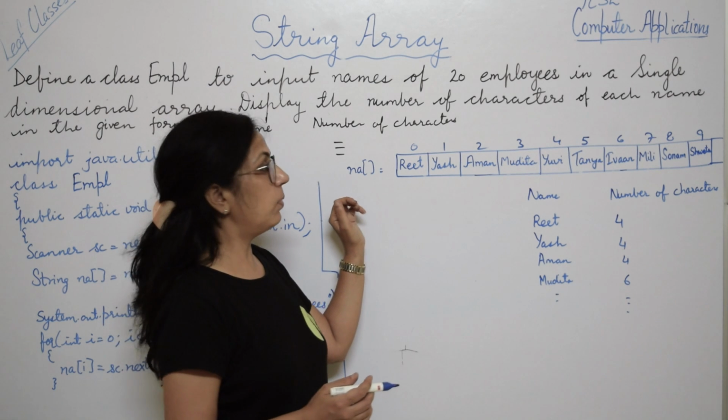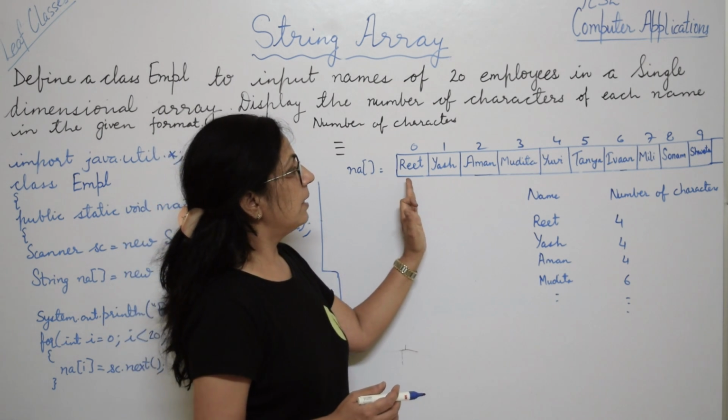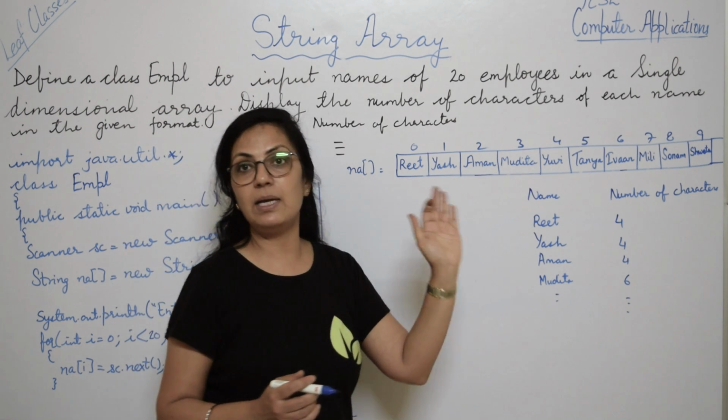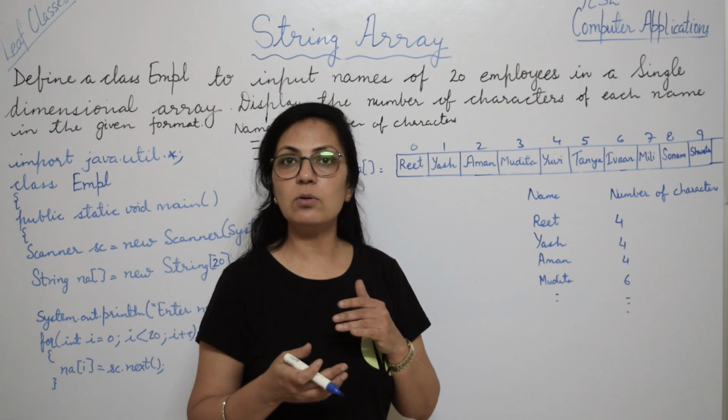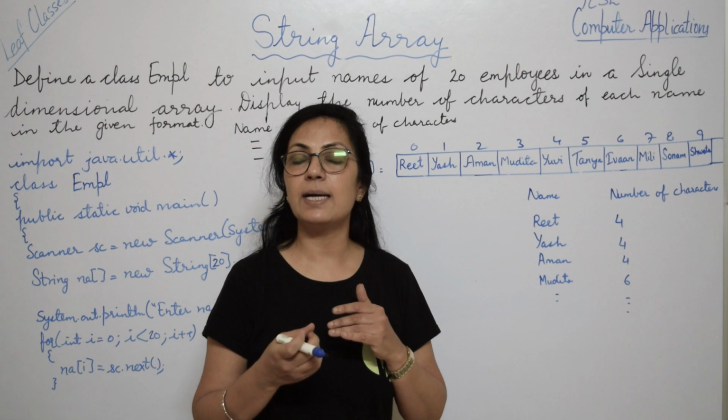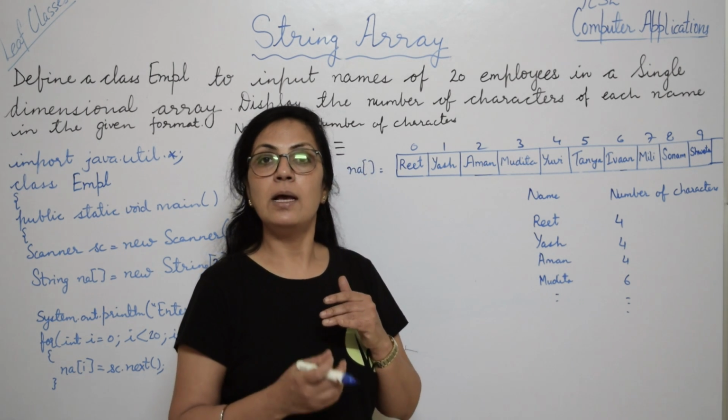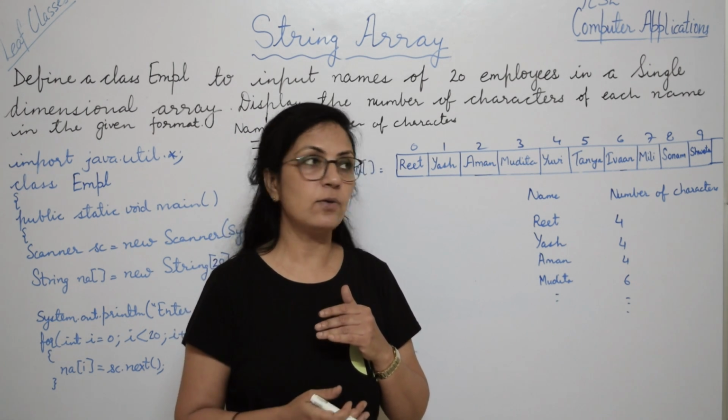So the sample input, suppose it is like this. Reed, Yash, Aman, Mudita. I have entered the names like this. Here only 10 names are there. It depends on the question. It can be for 50 employees, 100 employees, 20 employees. So you will take the array size of that much.